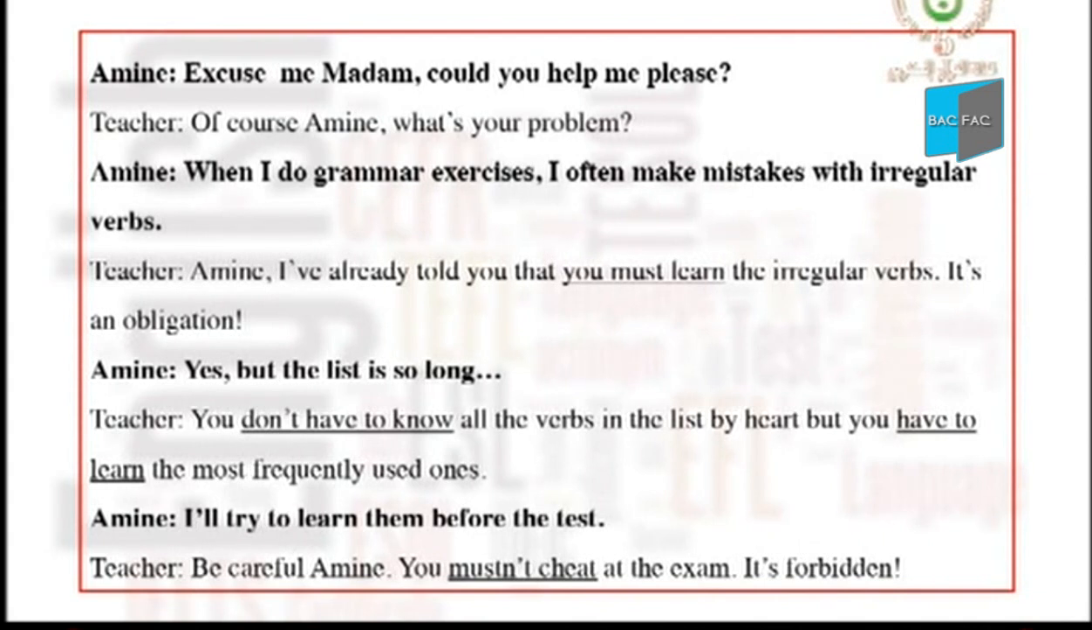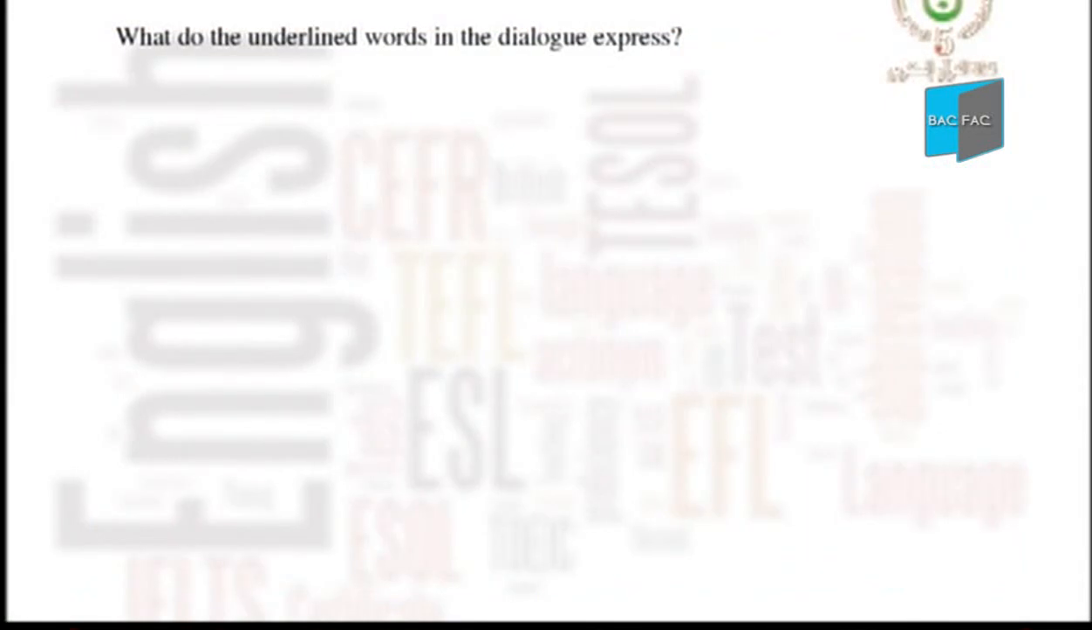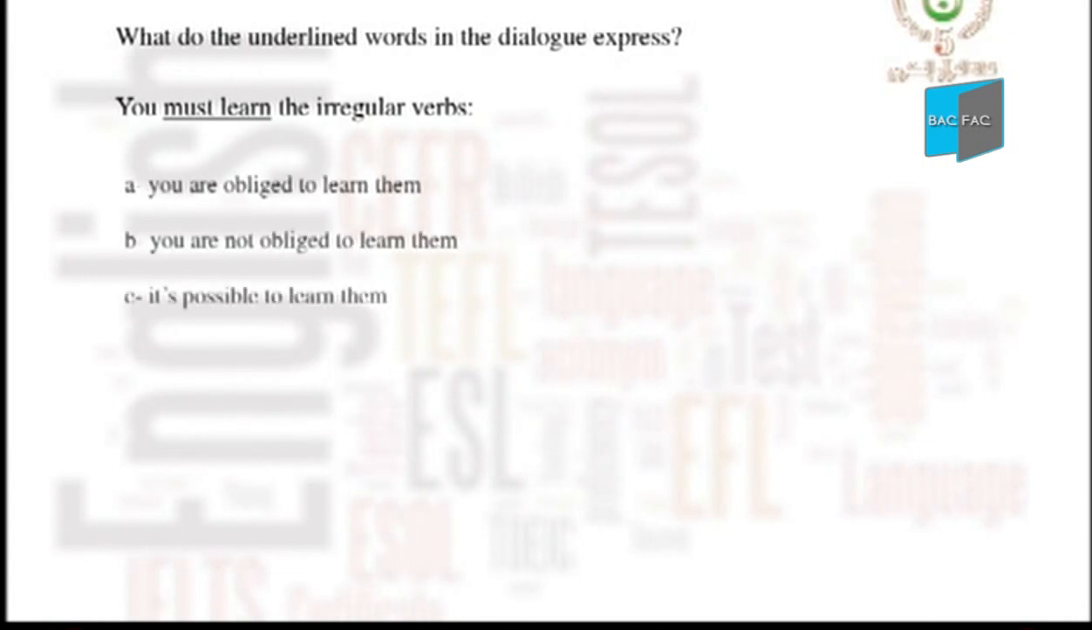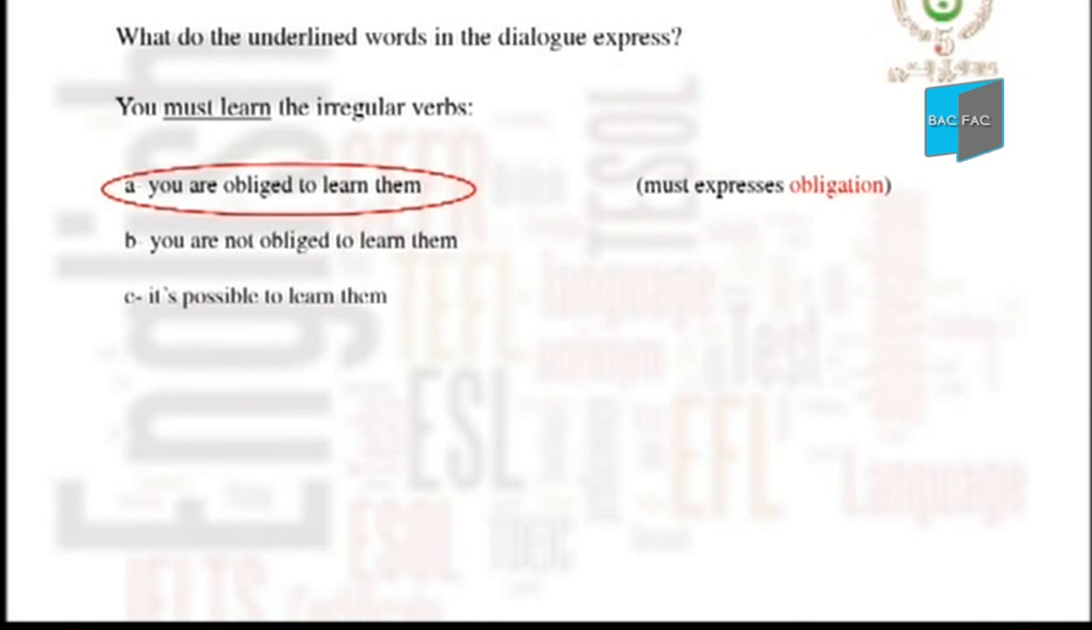Right? Now, what do the underlined words in the dialogue express? We are going to read the sentences again, and I will give you 3 possibilities. Choose the right answer. You must learn the irregular verbs. Does this mean you are obliged to learn them? You are not obliged to learn them, or it's possible to learn them? Yes, the answer is A. So must expresses obligation. Good.